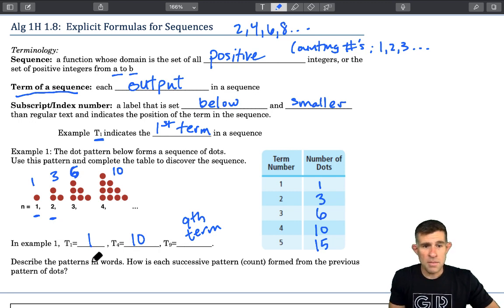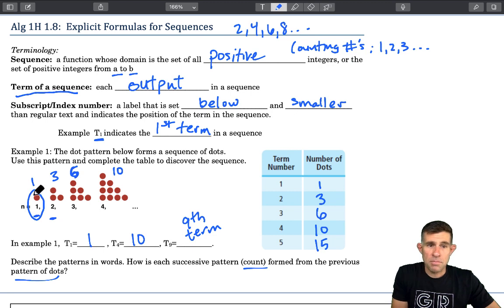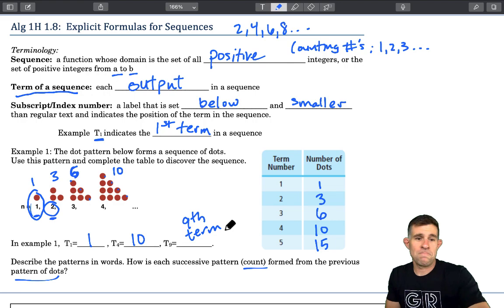All right, describe the pattern in words. How is each successive pattern or count formed from the previous pattern of dots? So if you take a look here, here's my previous pattern. If I'm going to form the second one, it looks like I'm taking it and I'm simply adding a diagonal row with the number of dots as that index number indicates. So for my third term, I'm going to take that previous pattern and add 3 dots, take that previous pattern, add 4 dots, take that previous pattern, add 5 dots, so on and so forth.